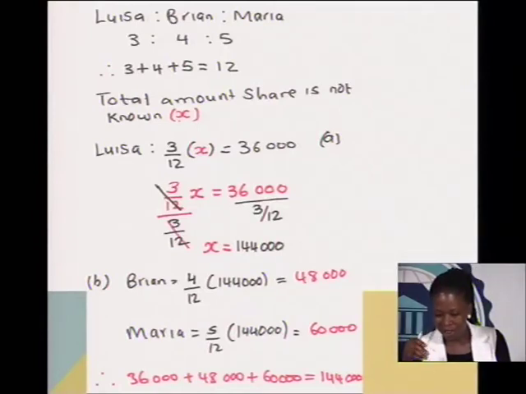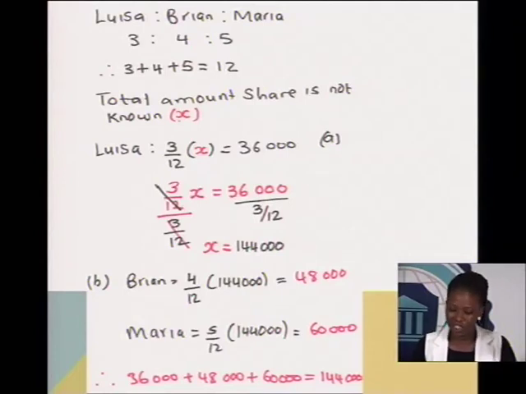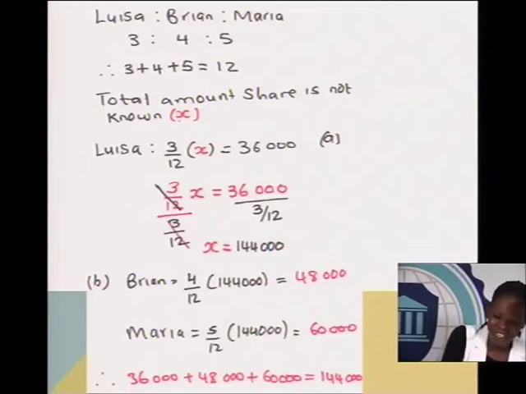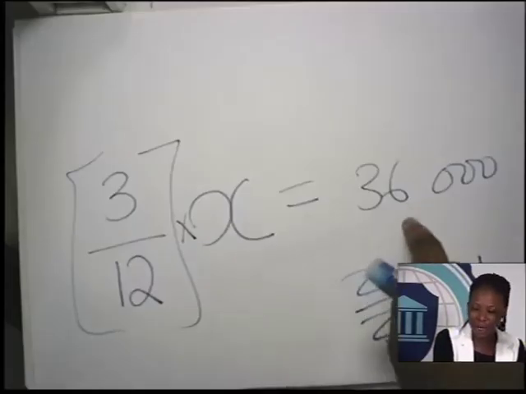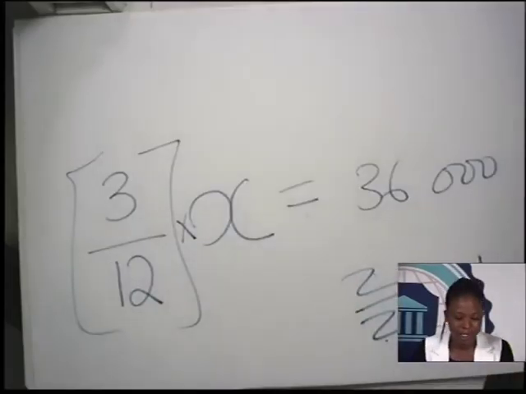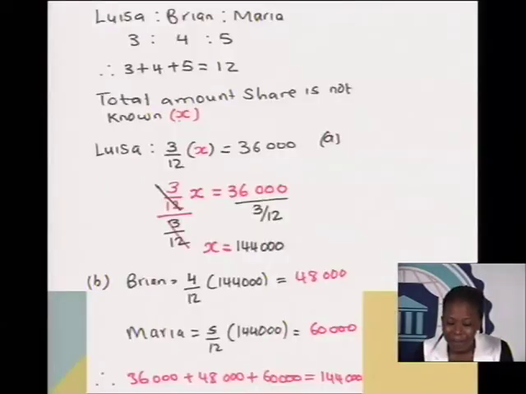But when you divide 36,000 by 3 over 12, then you get 144,000. Now, what is this 144,000? This is the total amount that was shared. Because if you now take the ratio of Louisa and multiply it by what? By 144,000, you will see that we are going to get the 36,000, which we are told this person got as her share.